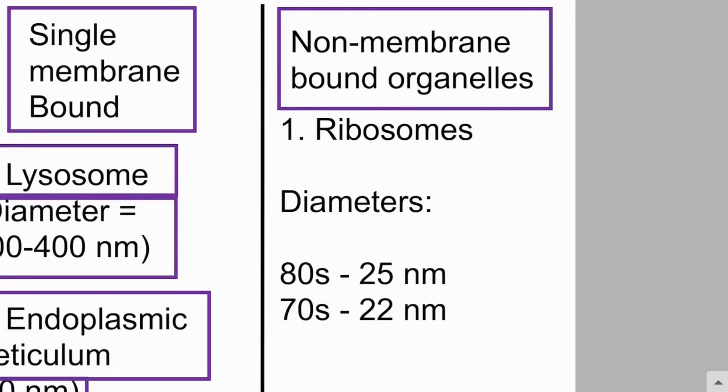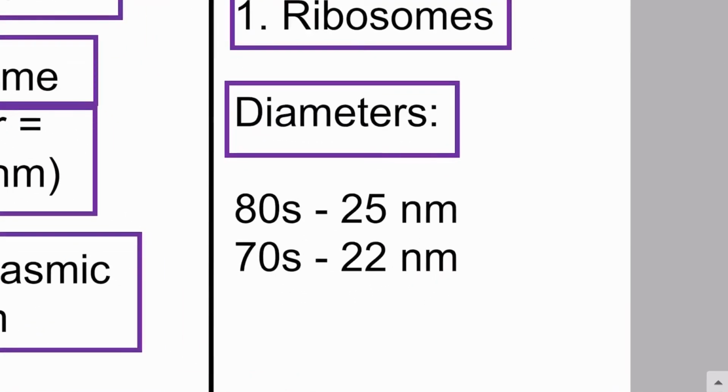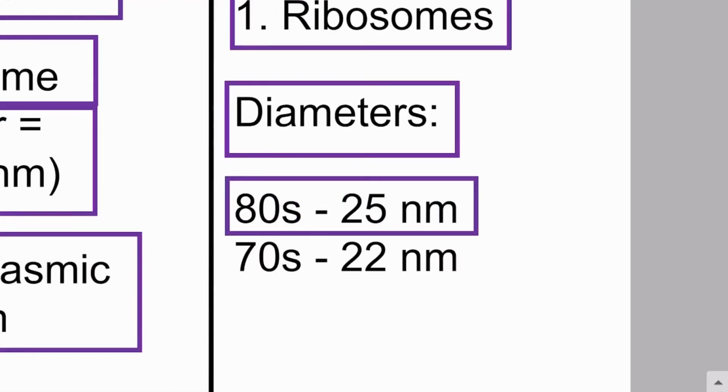You should note that only ribosomes are the organelles in the plant cells which are non-membrane bound. Plant cells do not contain centrioles. So what are the diameters of the ribosomes? As you all know, there are two types of ribosomes, the 80S and 70S. These two types of ribosomes are found in plant cells. The 80S ribosomes have a diameter of 25 nanometers and the 70S ribosomes have a diameter of 22 nanometers.